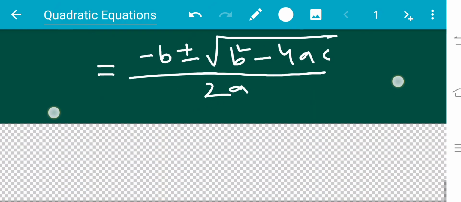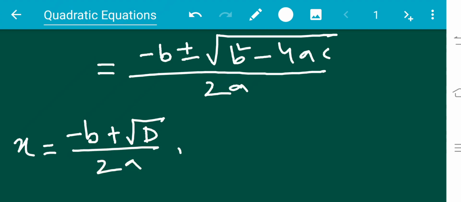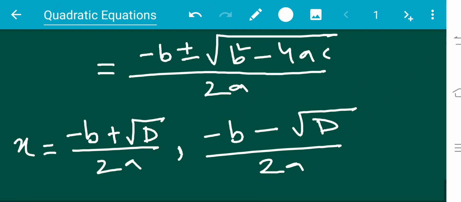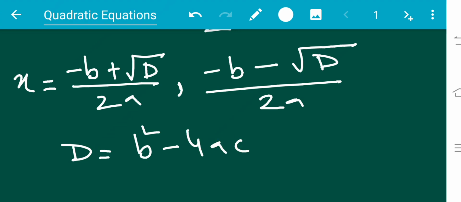So here I intentionally write x is equal to minus b plus square root of d by twice a, one value, and another is minus b minus square root of d divided by twice a. These are the two values or two roots of a quadratic equation. So a quadratic equation can have a maximum of two roots. What is d? d is b square minus 4ac. So this is how you find the roots of a quadratic equation.